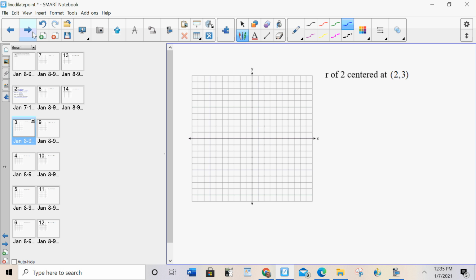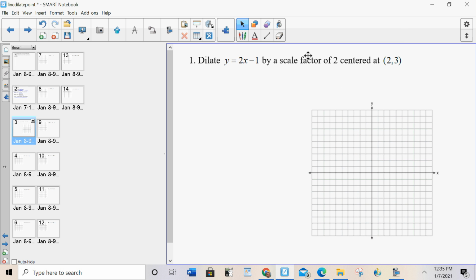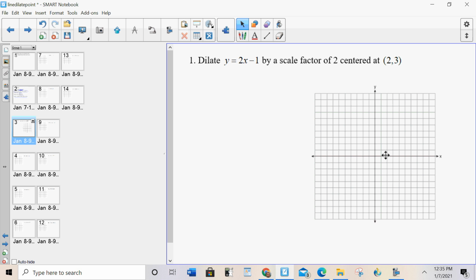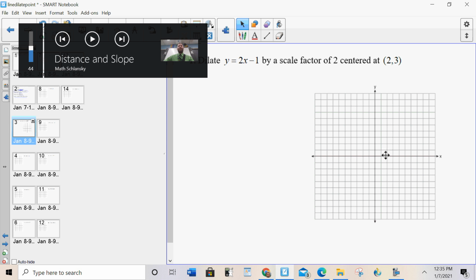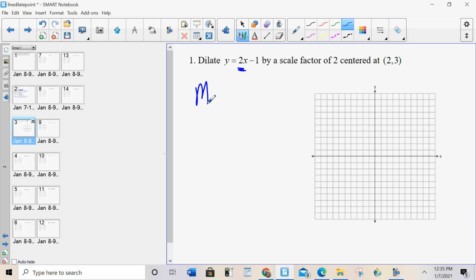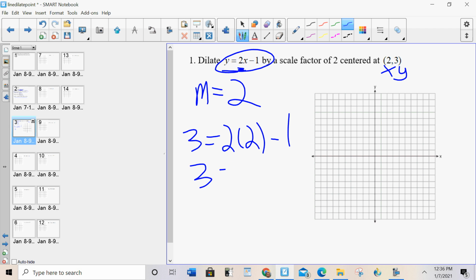So, number one. Dilate y equals 2x minus 1 by a scale factor of 2. Line dilations, parallel, keep the slope. I know I'm going to keep the slope. Center on the line, sub x and y. I am going to determine if the center is on the line by substituting x and y into this equation. So, y is 3, x is 2. 3 equals 4 minus 1. 3 equals 3. Therefore, it's on the line.